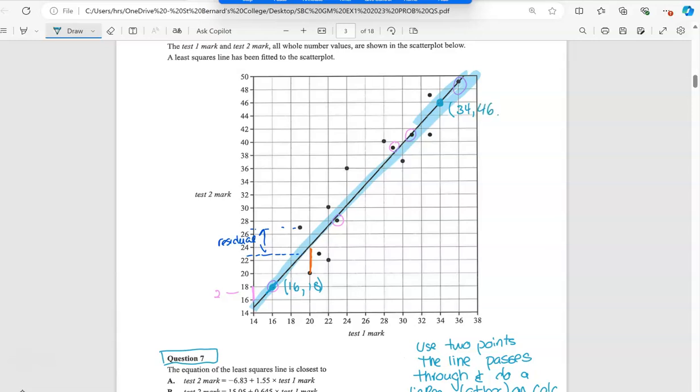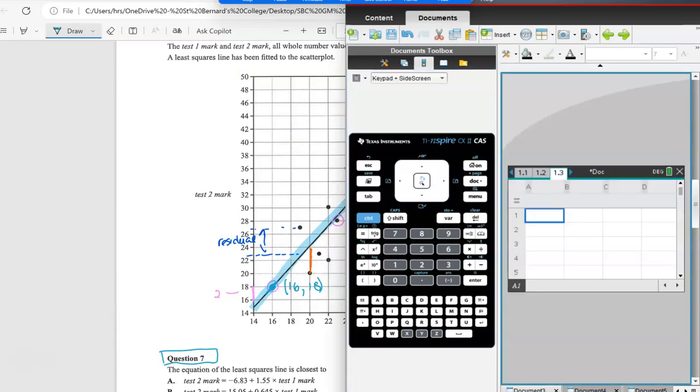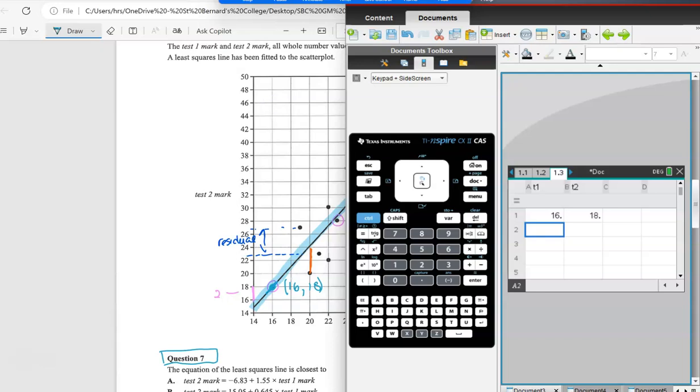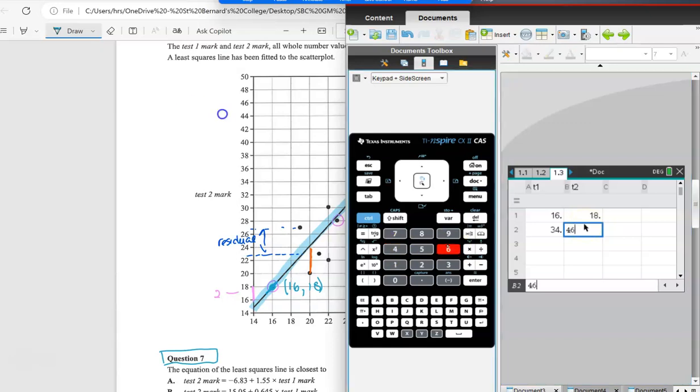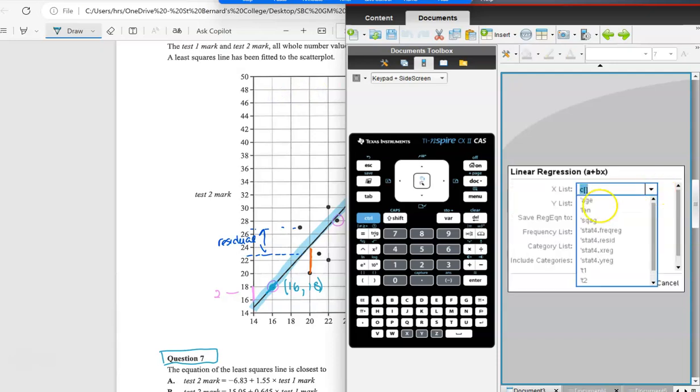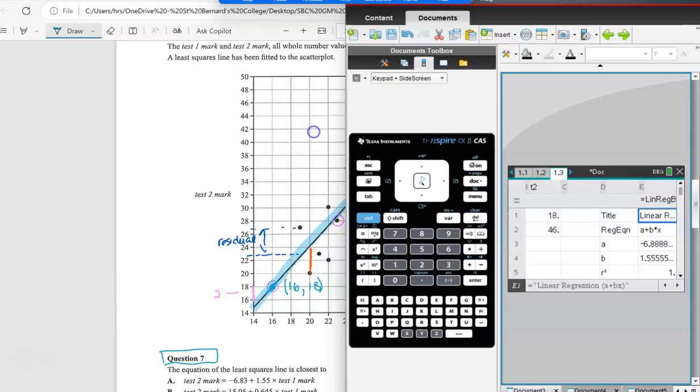So what I'm going to do is create a mini list here, and I'll call this T1 and T2. Remember in your exam, it's good to try and use the codes they've got so that when you go back and check your work, it's easy to understand. And we had 34 and, what did we say, 46? So you pretend that's like a list. We pop it in, A plus BX. T1 was the EV, and T2 was the RV, and you click OK.